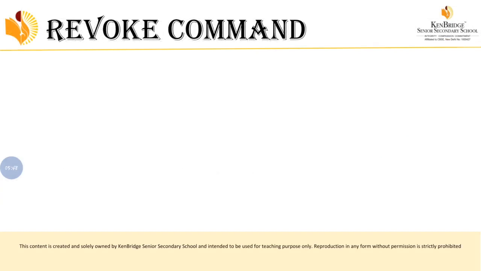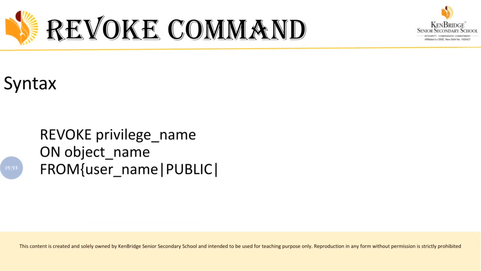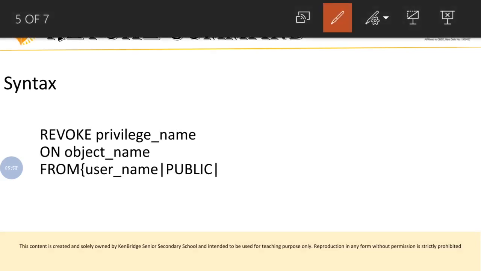Revoke command. Already we have seen about the grant command. Now we are going to see about the revoke command. So what is the syntax of the revoke command? Revoke privilege name. The same thing. Privilege means it may be a selection or a creation or a deletion or alteration, whatever it may be. So revoke privilege name on object name from username or public. Public means anybody who has been granted openly, open to all. So that is called public. Okay, so this is the syntax of the revoke command.